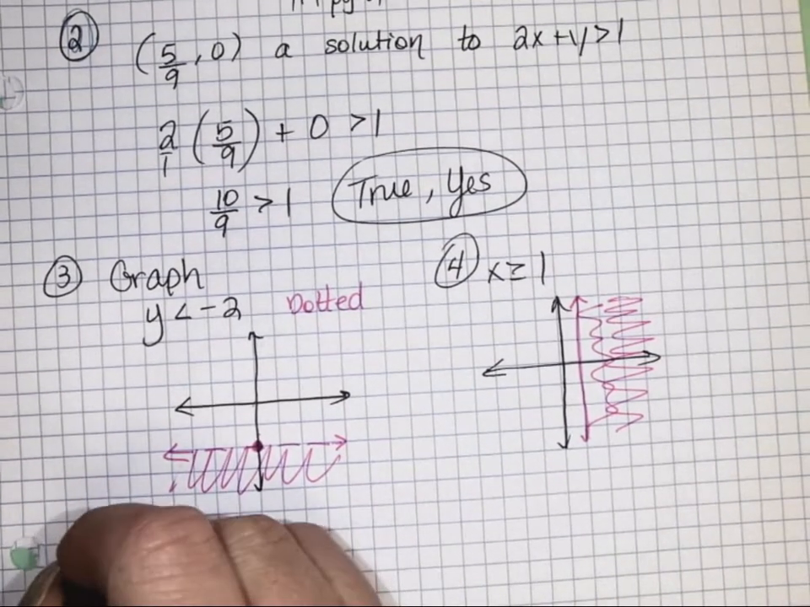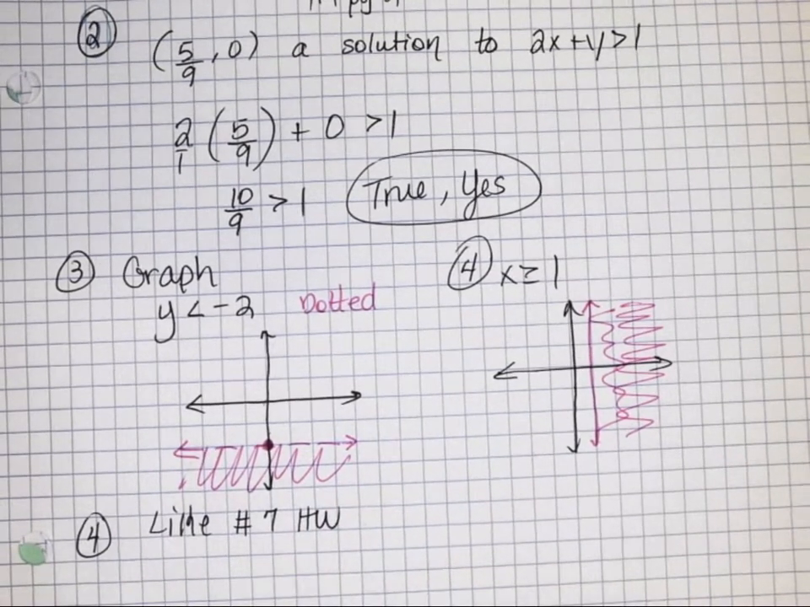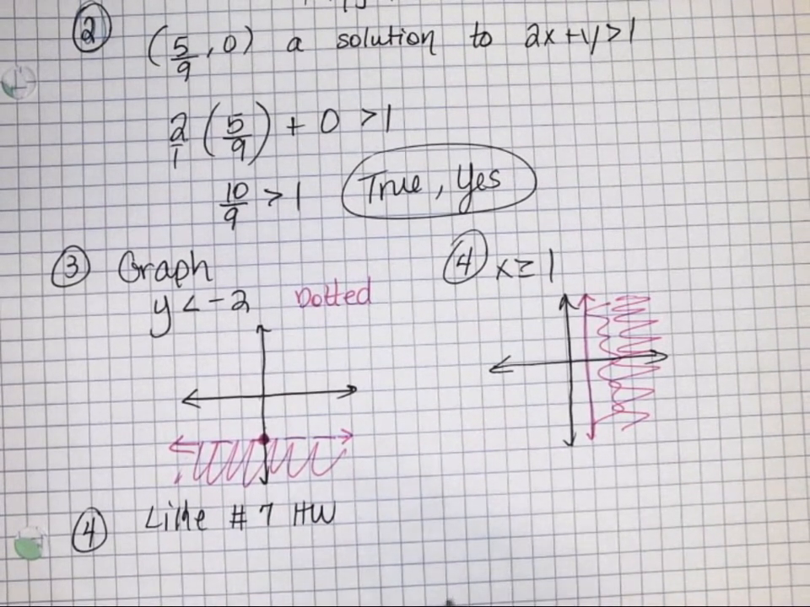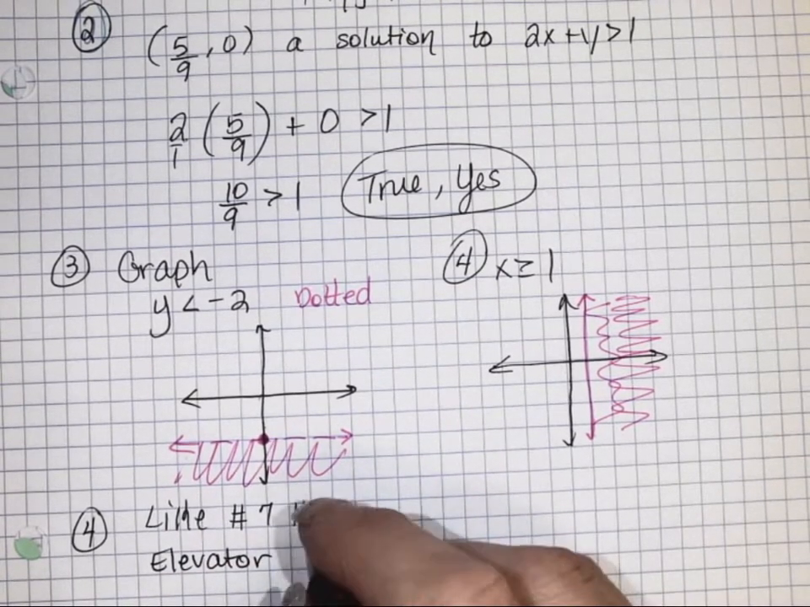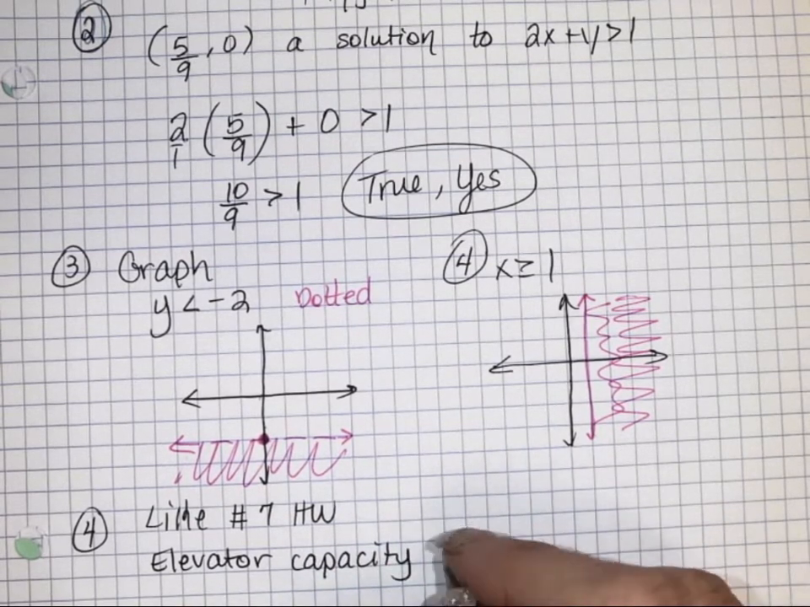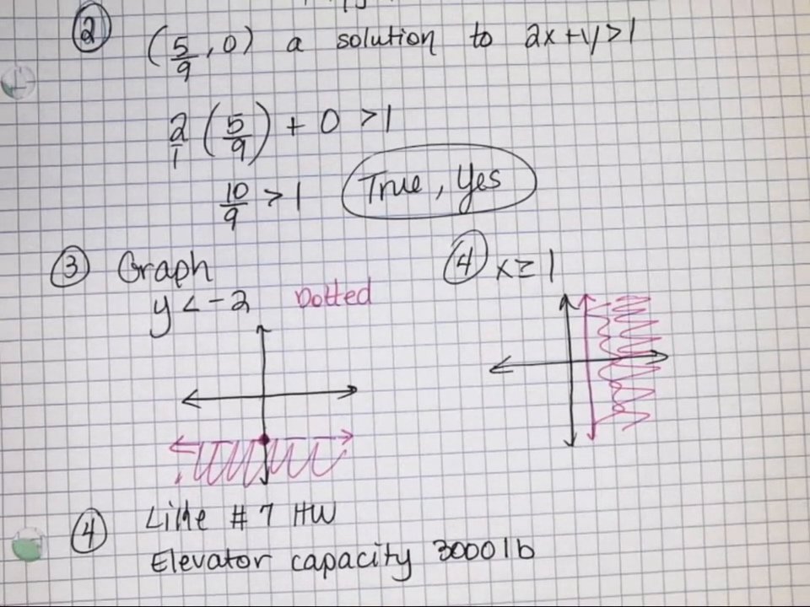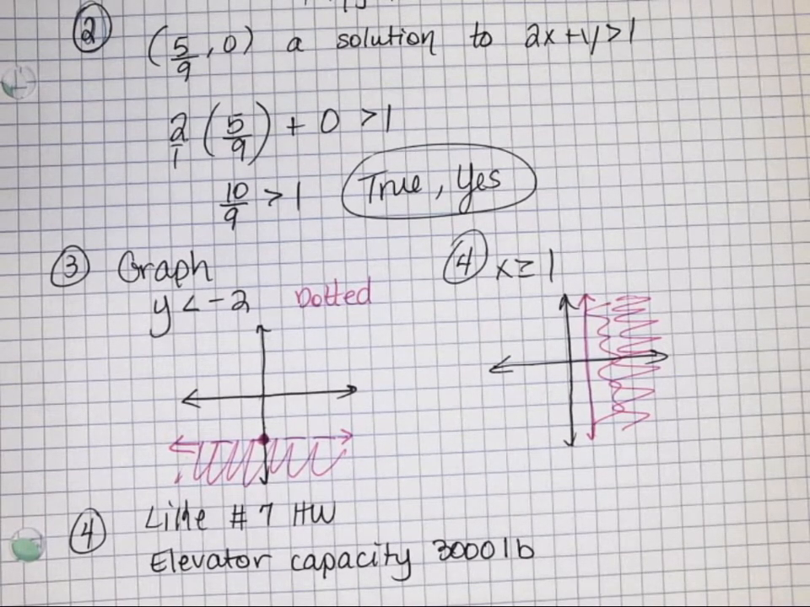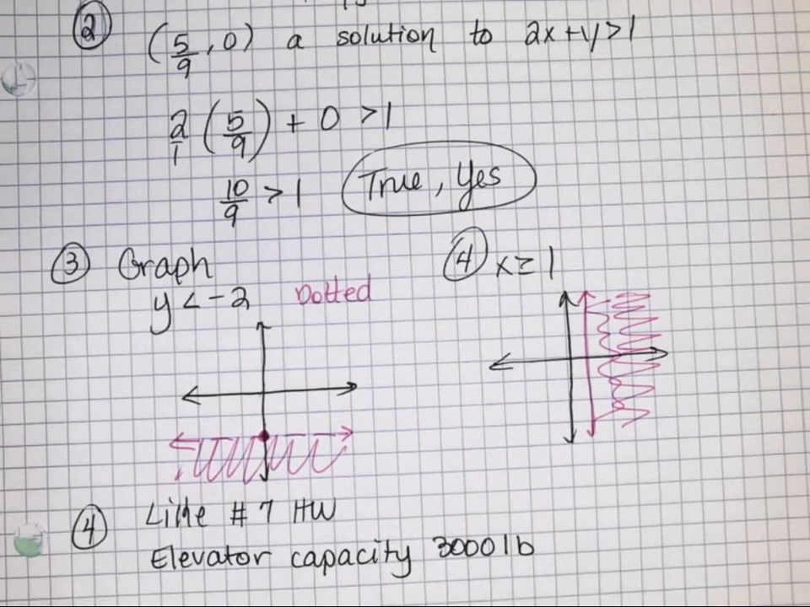This is number 4, but this is just like number 7 in your homework. It says a freight elevator has a capacity of 3,000 pounds. Elevator capacity, 3,000 pounds. It goes on to ask you in part A, if a barrel averages 40 pounds and a crate 120 pounds, write an inequality that describes when X barrels and Y crates will cause the elevator to be overloaded.